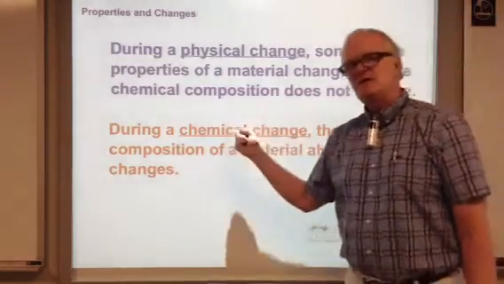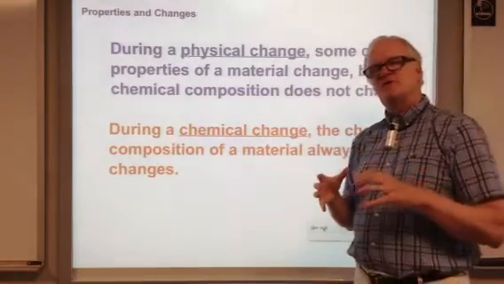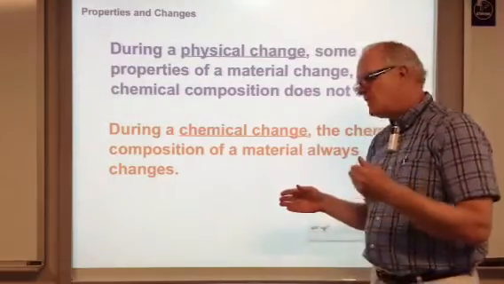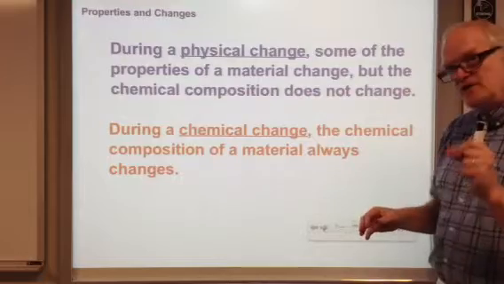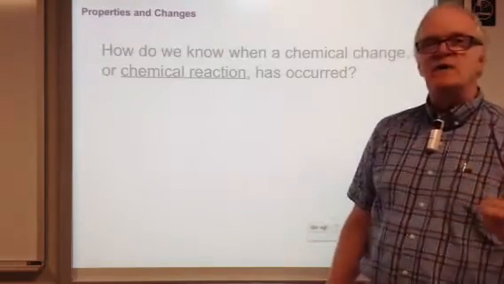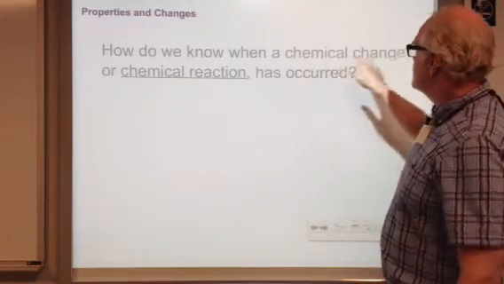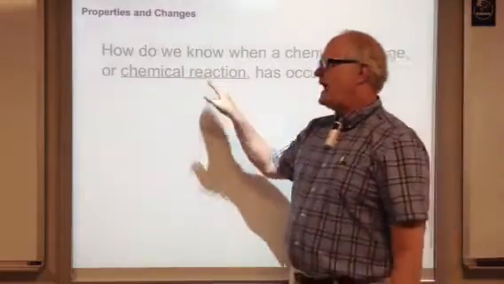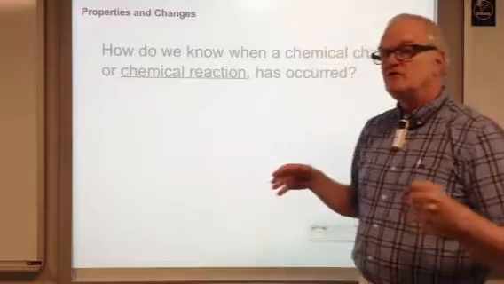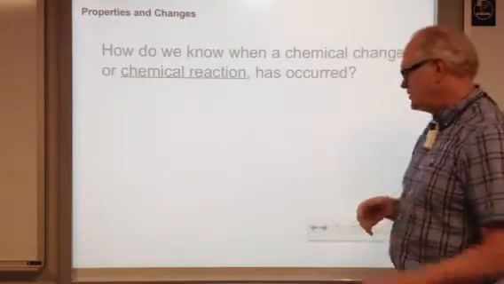Some changes are chemical changes, and during a chemical change, the composition of whatever material we're talking about always changes. So the chemical formula changes. So the question that we're going to ask ourselves all through the year in chemistry is, how do we know when something is a chemical reaction? A chemical change and a chemical reaction are the same thing, and we're actually going to use this term more often. So again, how do we know when we have a chemical reaction occurring?